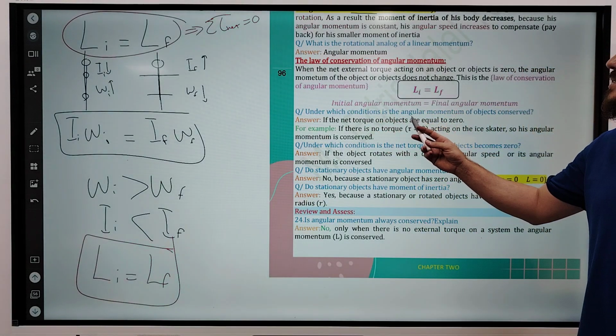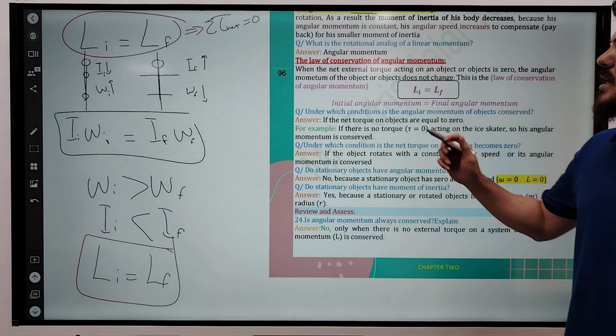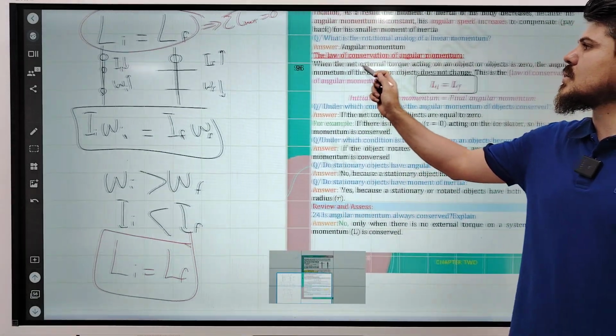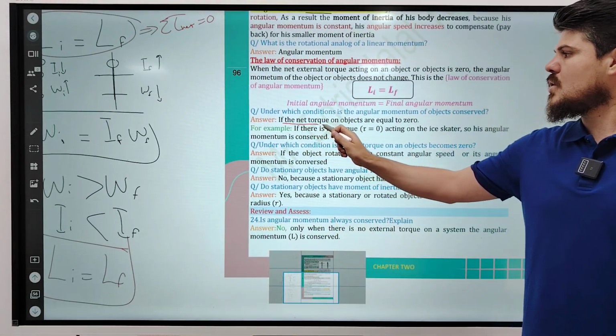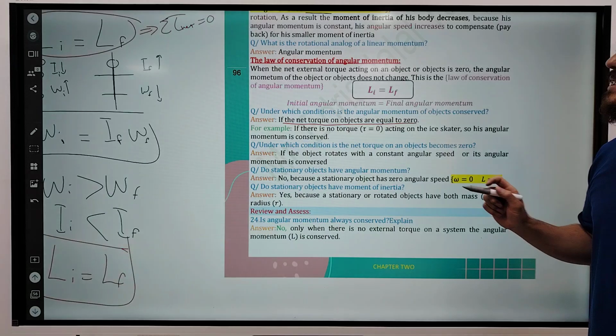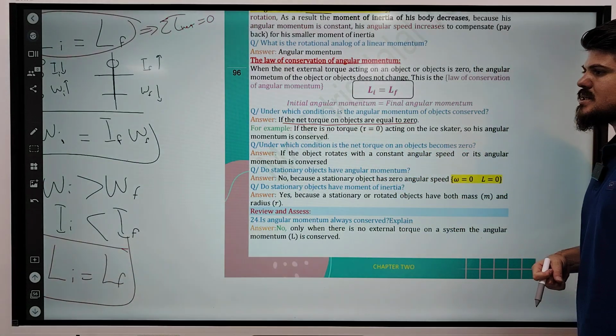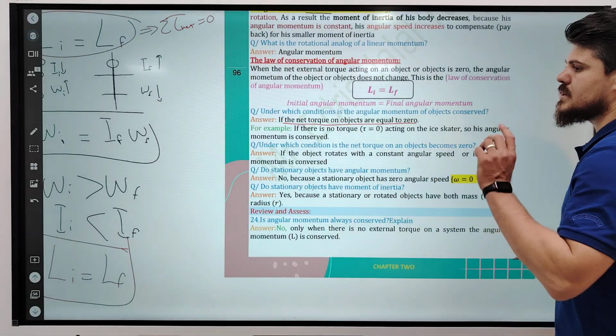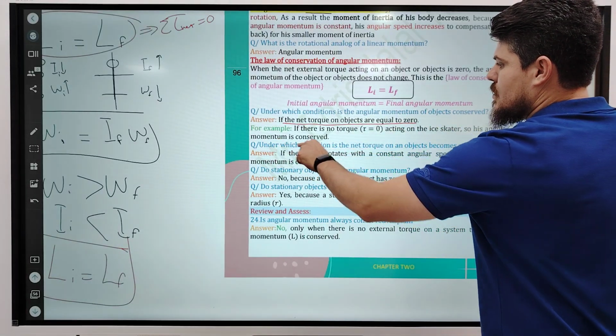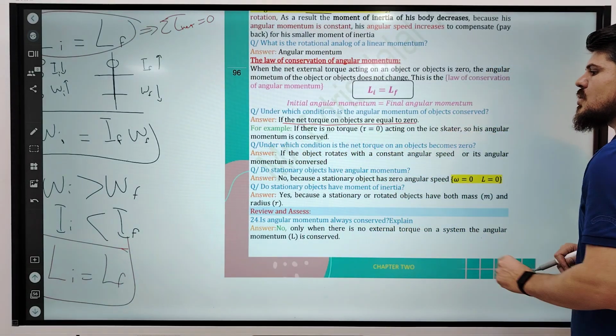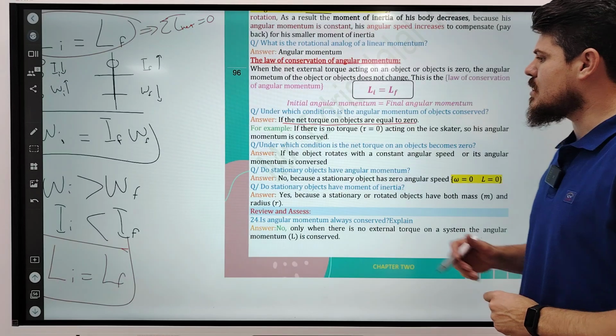Under which conditions is the angular momentum of an object conserved? If the net torque is 0. If the net torque acting on the object is equal to 0. For example, if there is no torque acting on the ice skater, his angular momentum is always conserved. Another question: under which conditions does the net torque on an object become 0?